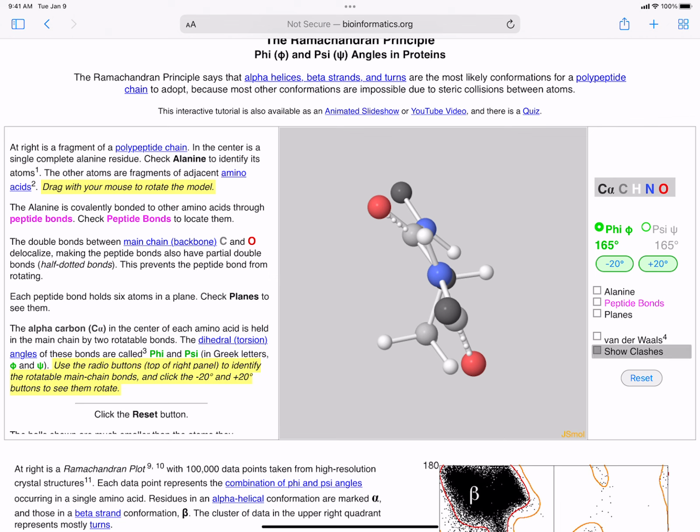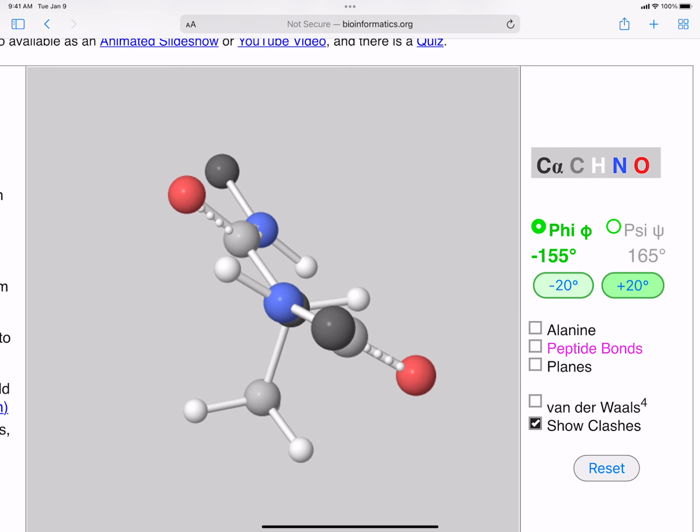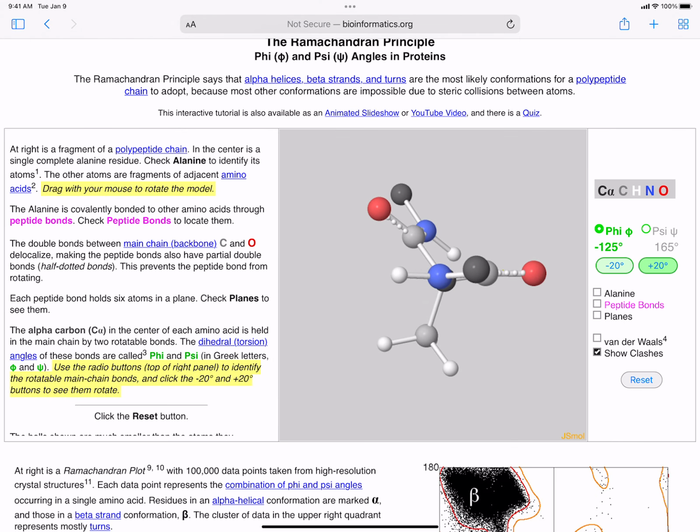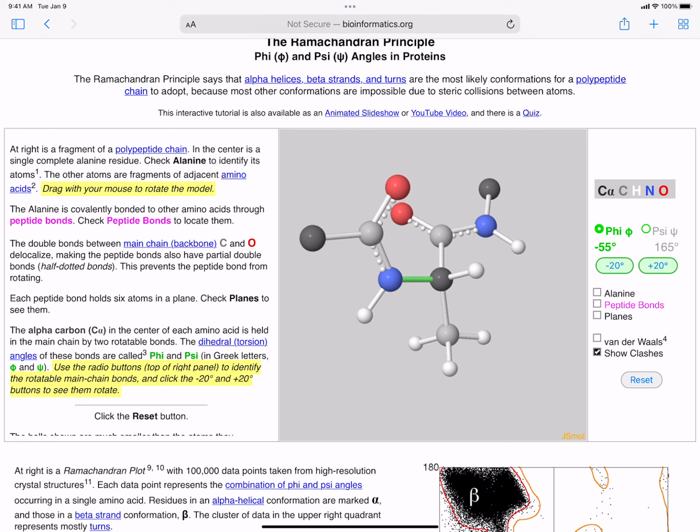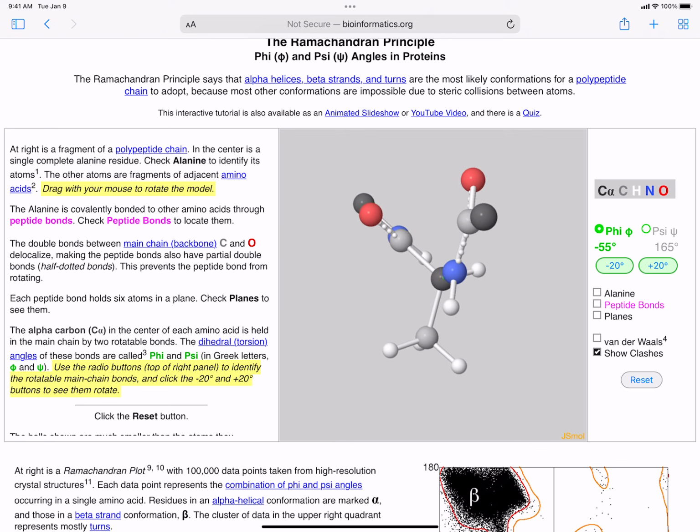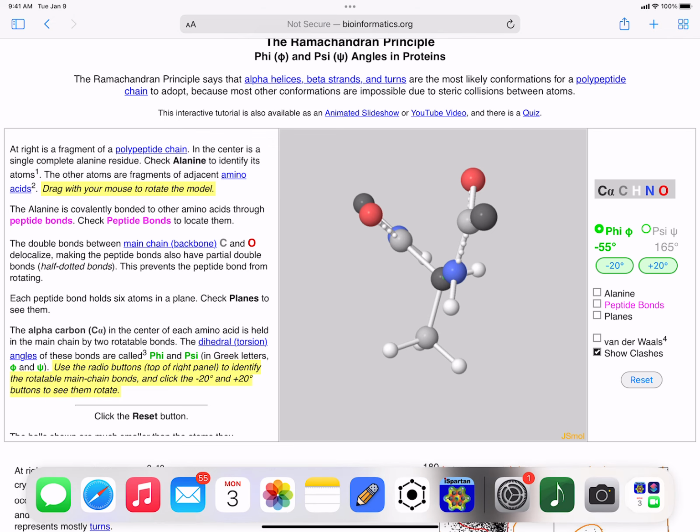Okay, so I need to show steric clashes. I'm going to take you back around to the phi angle that corresponds to being in an alpha helix, and you can see at least there's no steric clashes. So that's one of the reasons why that dihedral angle is favorable.